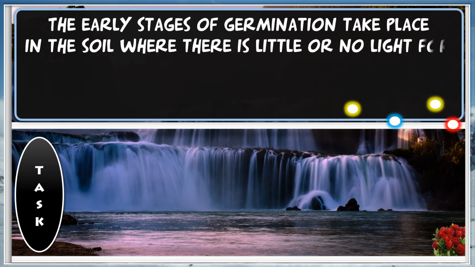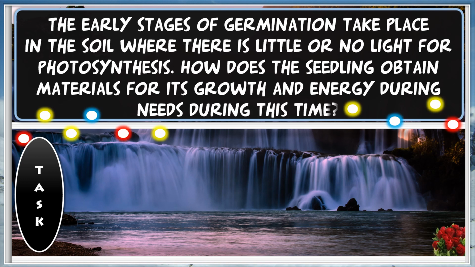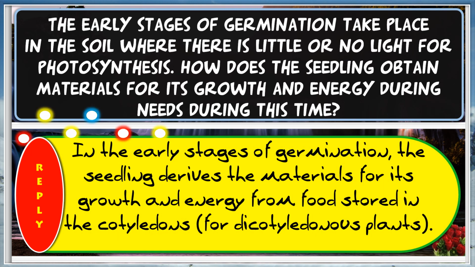The early stages of germination take place in the soil where there is little or no light for photosynthesis. How does the seedling obtain materials for its growth and energy needs during this time? In the early stages of germination, the seedlings derive the materials for growth and energy from food stored in the cotyledons for cotyledonous plants.